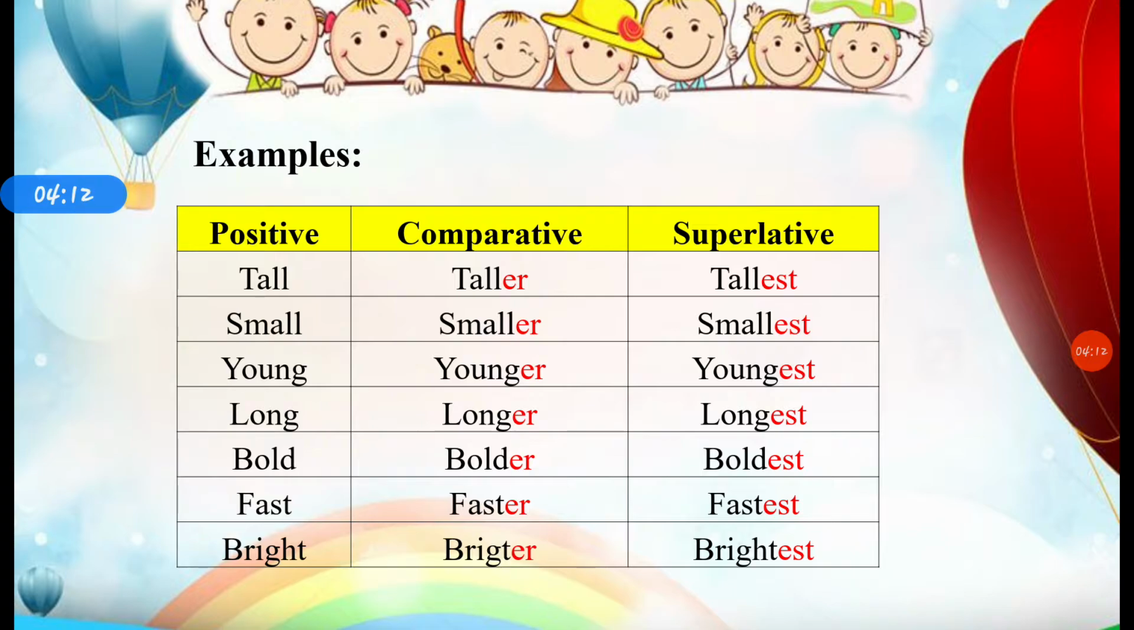long, longer, longest; bold, bolder, boldest; fast, faster, fastest; bright, brighter, and brightest. So all these adjectives in positive degree end with a consonant letter, that is L, G, D, and T, etc. So we add er and est to these adjectives.